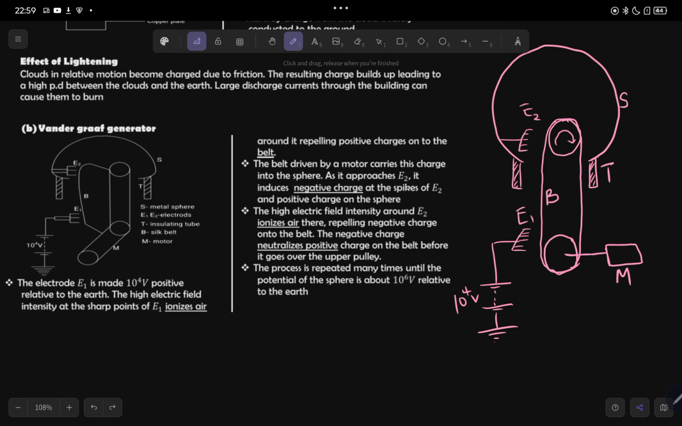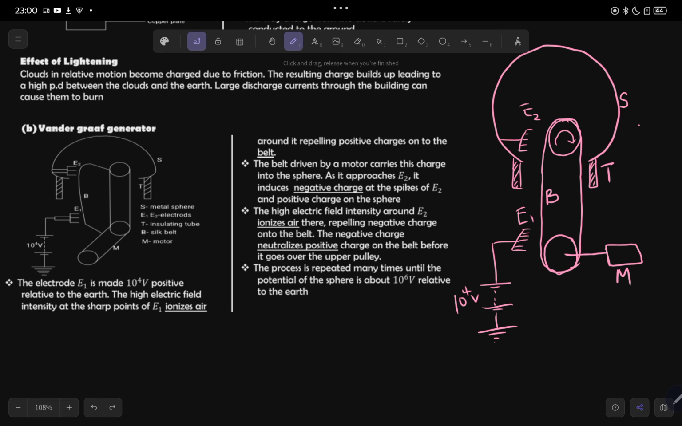So we have an electric motor M. Its work is to drive the lower pulley, which in turn will drive the upper one. And we have a silk belt running over these pulleys. So the silk belt will be in continuous motion into and out of the metal sphere S. Now the metal sphere S stands on insulating tubes not shown fully in the diagram. So it's not touching the ground and it is not allowing escape of charge through the other part because of the insulating stand.